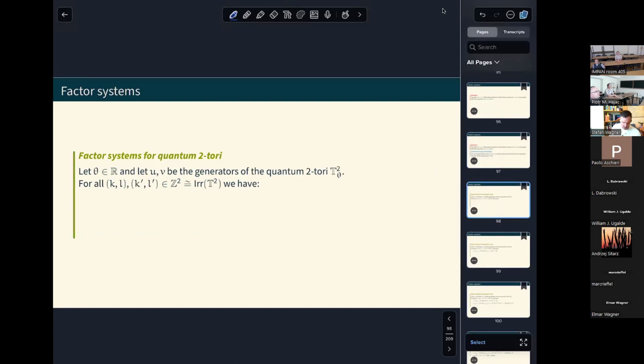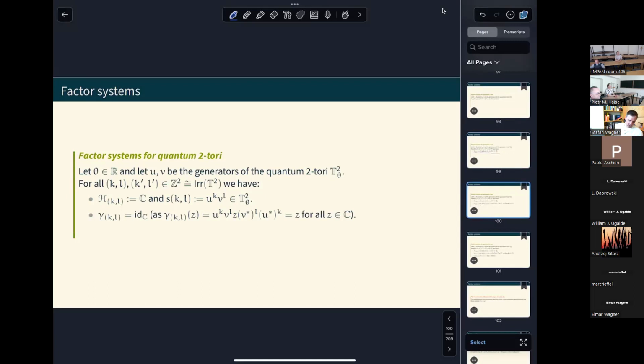How do the factor systems look for the quantum tori? You have the generators, and then you take a pair of elements in C2. And we saw already before that you can choose the Hilbert spaces to be one-dimensional, and these are your isometries or unitaries. In this case, maybe it's not surprising at all, because it's cleft. The coaction will be trivial, because the conjugation gives trivial maps. And the cocycle is exactly the one you expect here.